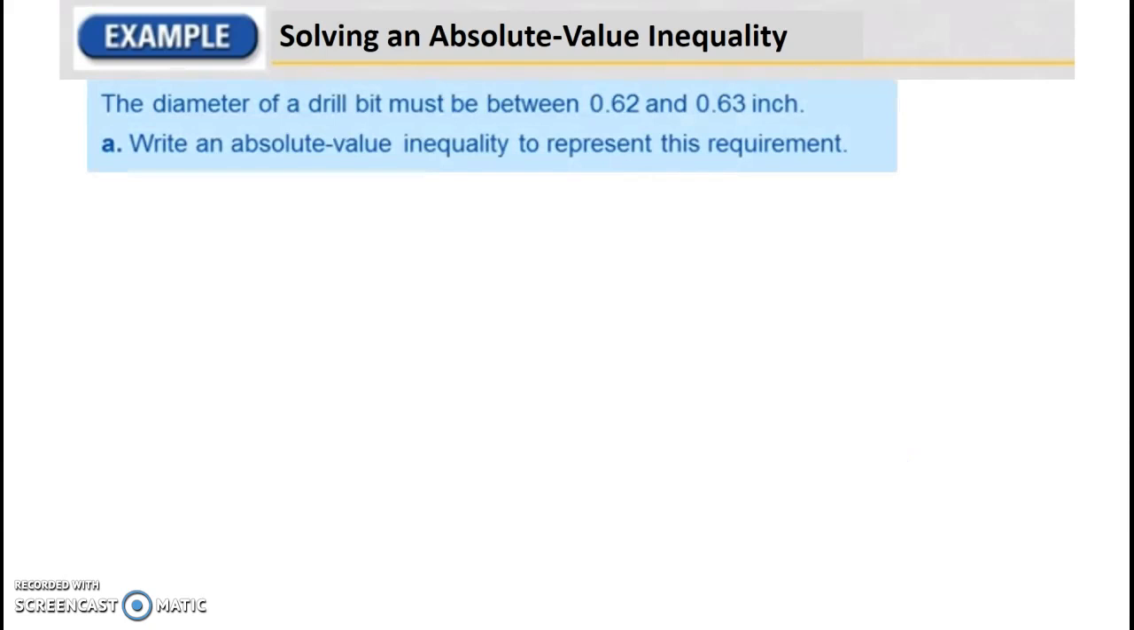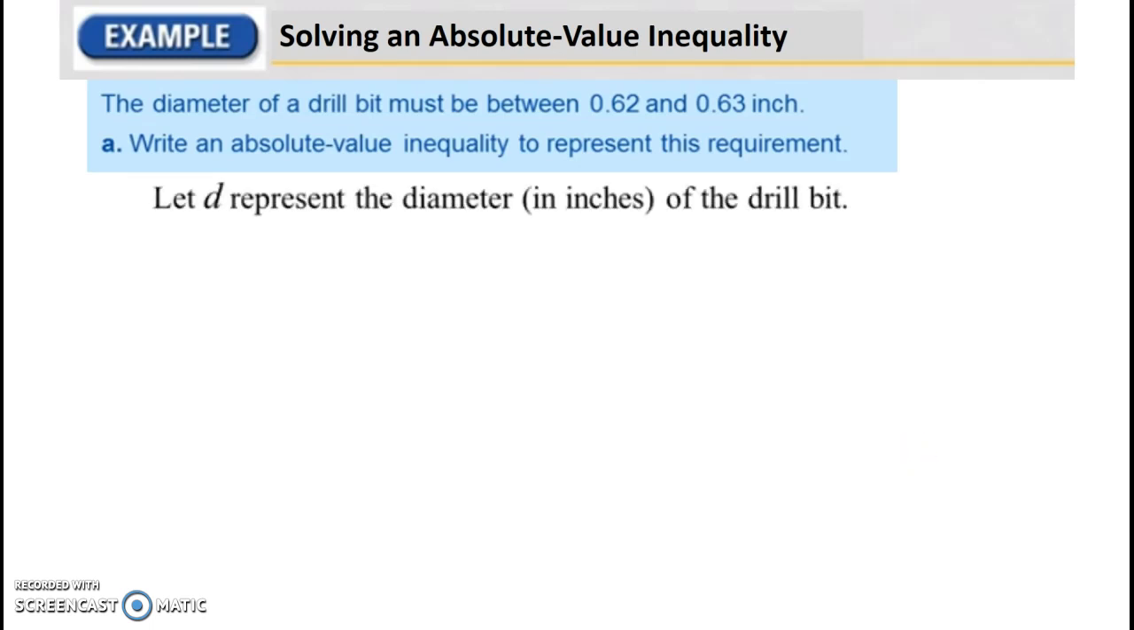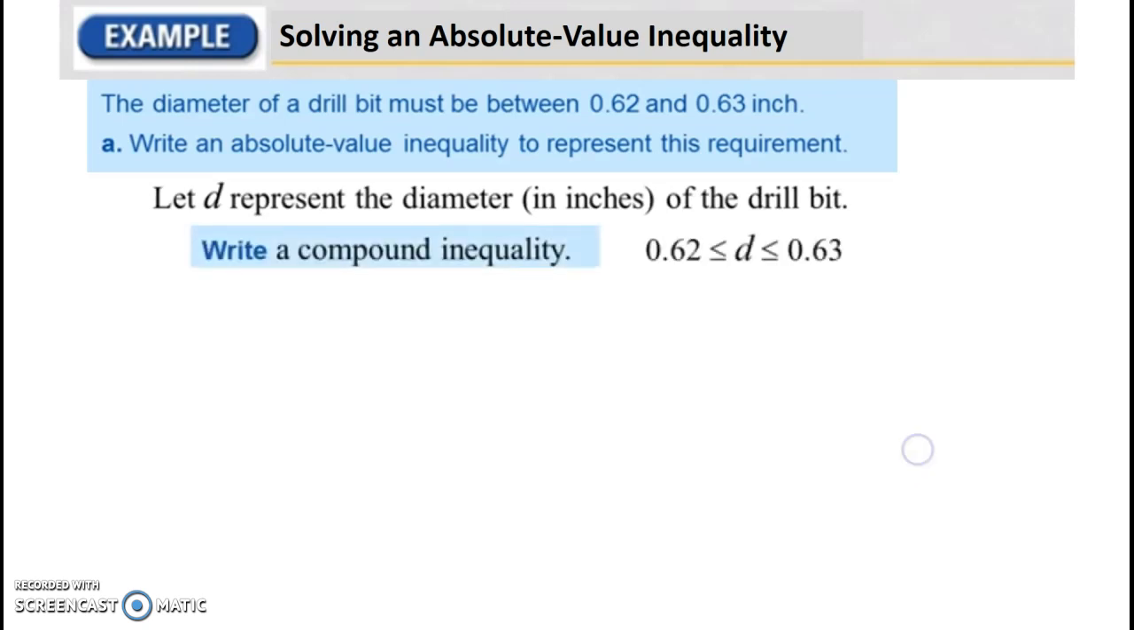To answer the first part of this question, we're going to write an absolute value inequality to represent this requirement. We're going to say that D represents the diameter in inches of the drill bit. And we're going to write a compound inequality where D is between 62 hundredths of an inch and 63 hundredths of an inch. Now, we're going to find the halfway point.